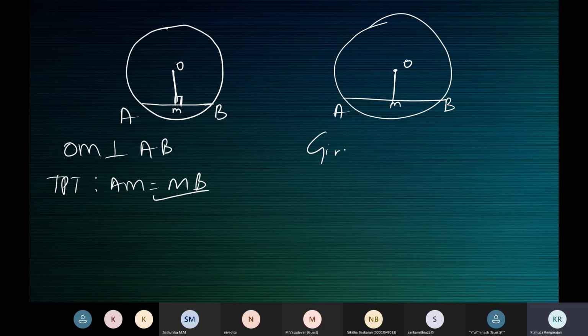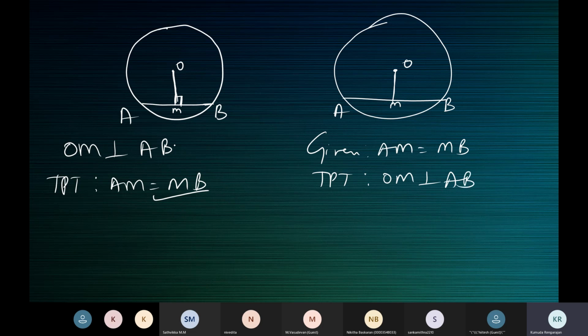That means we are given that AM is equal to MB. It bisects the chord. This line from the center, OM, bisects the chord. AM is equal to MB. So we have to prove that OM is perpendicular to AB.